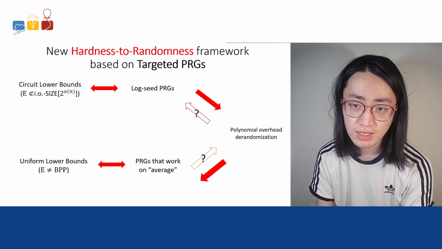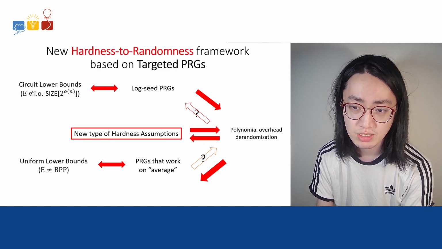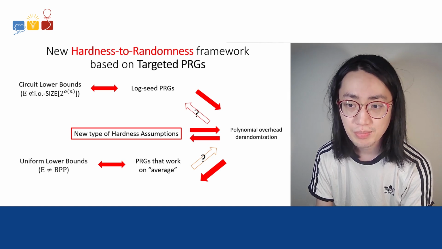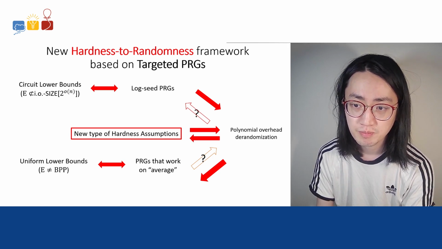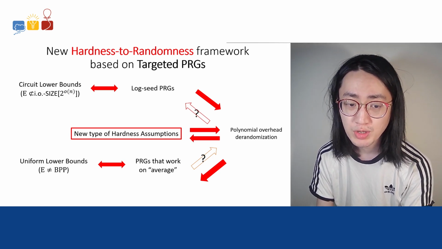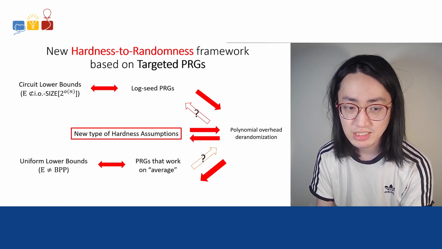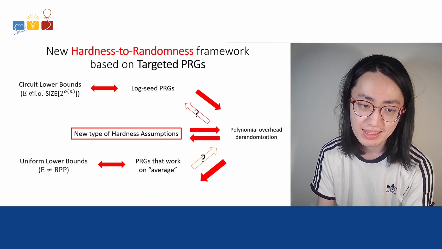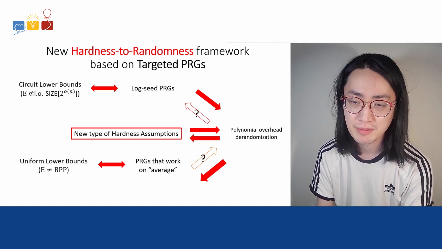So in this new work, we introduce new types of hardness assumptions, which will both imply polynomial overhead derandomization and also be implied by polynomial time overhead derandomization. And our new construction is based on targeted PRGs instead of PRGs. I don't have time to define what is meant by targeted PRG, so you are welcome to check the paper.